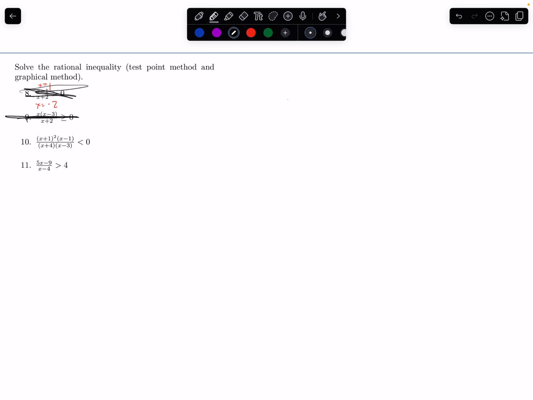Okay, number 10. Okay, nice and factored for us. That's good news. So number 10, let's write it out. x plus 1 squared, x minus 1 on the top, x plus 4, x minus 3.